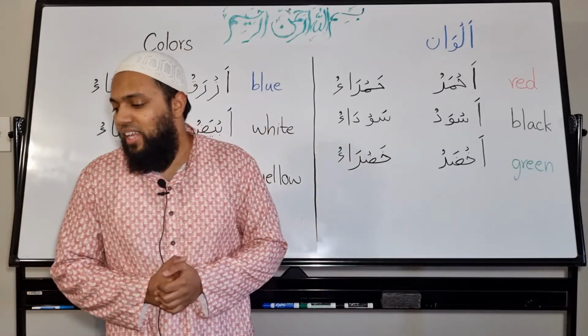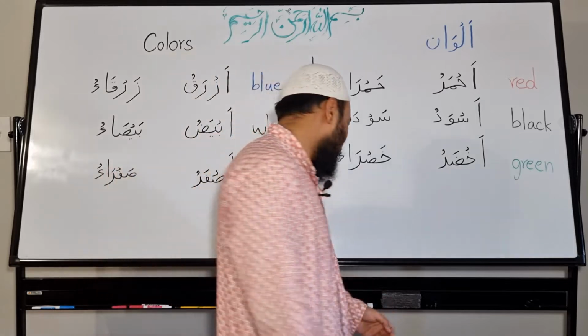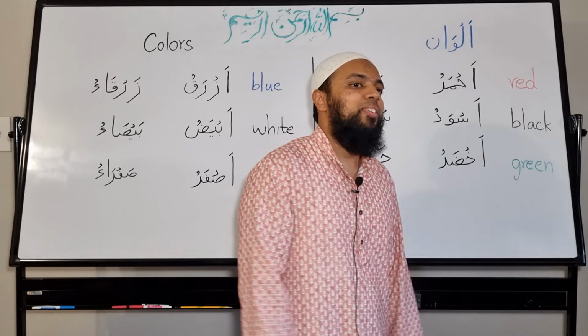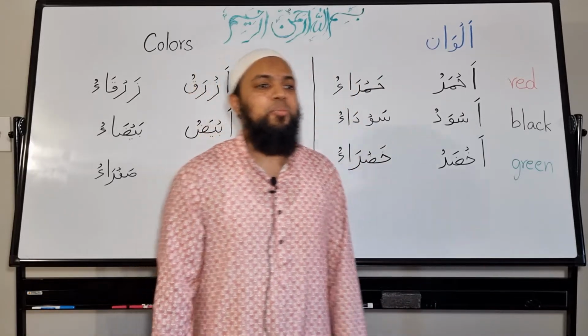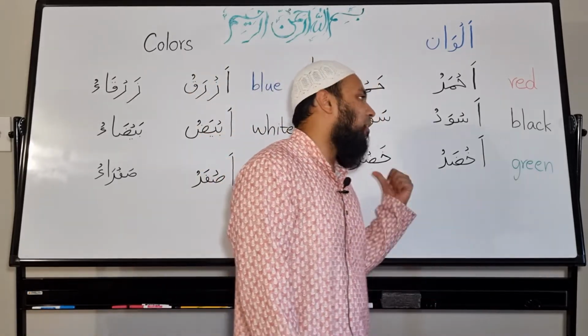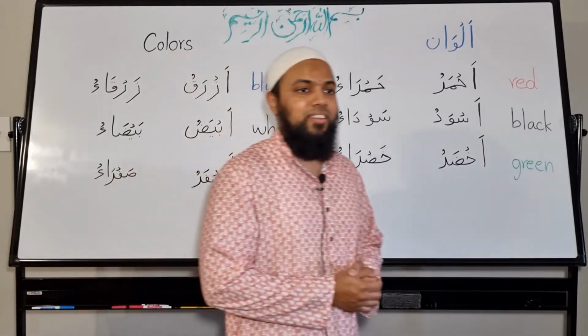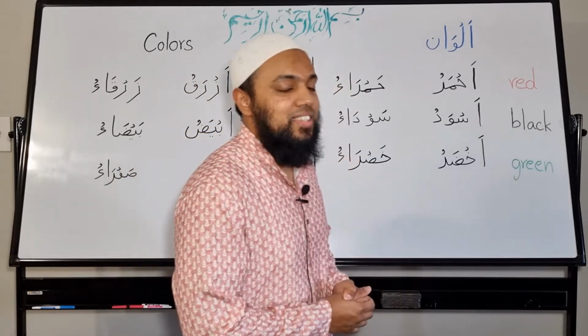If I want to say the pen is red, al qalamu ahmaru. Why ahmaru, not hamra'u? Because it is muzakkar. If I want to say the car is white, as-sayyaratu.